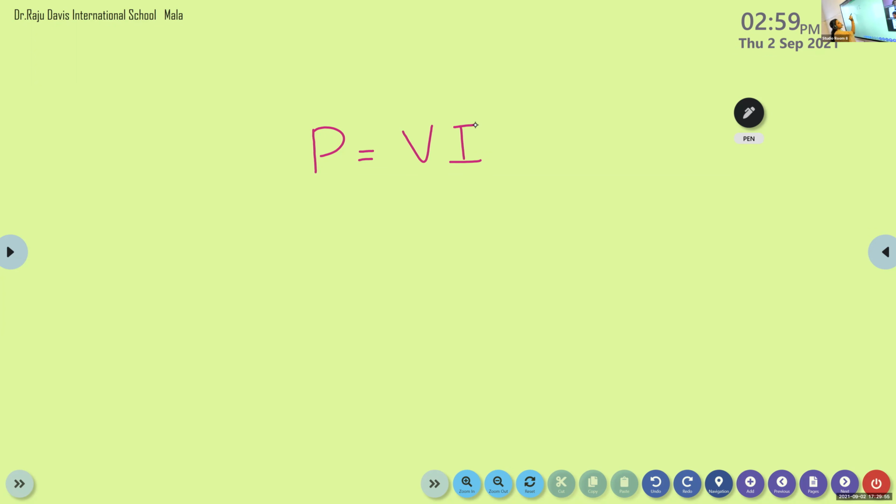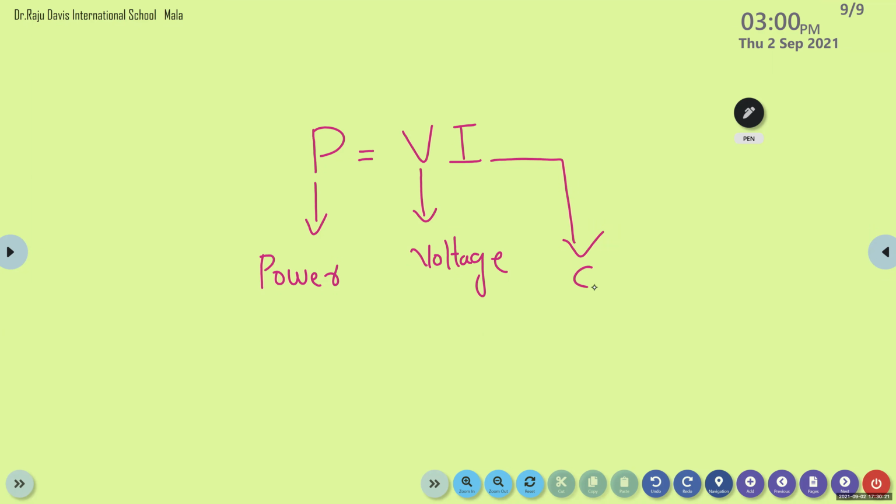So can you differentiate each term present in this equation, where P represents power. What about V? Unmute and say, I need to listen to your sound. V. Voltage. And what about I? Current. Yes, current. So power is the product of voltage and current. This is the mathematical equation for calculating electric power.